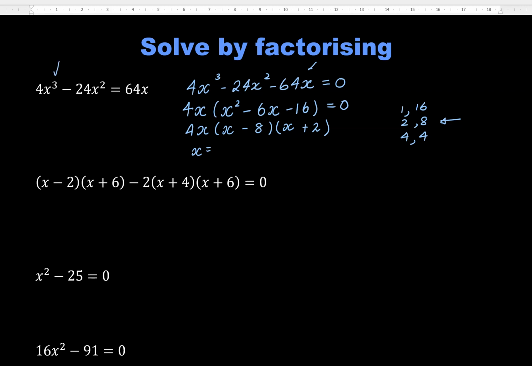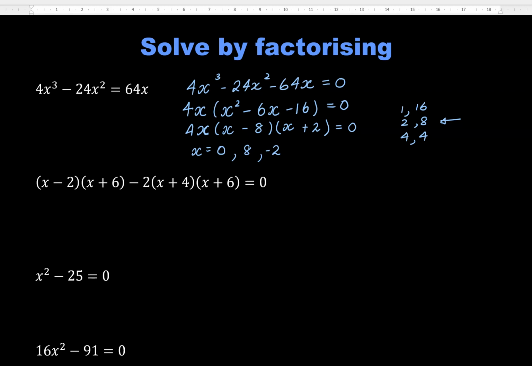Now, because it's an x cubed, we are expecting there to be at least 3 solutions. So what are they? Well, what values for x make this whole thing equal to 0? Well, when x is 0 right at the beginning, 0 times anything is 0. In this next factor here, if x is 8, 8 take 8 is 0. And of course, with the last factor, if x is minus 2, plus 2 gives you 0. So we've got all of our zeros. All right, let's have a look at the next one.